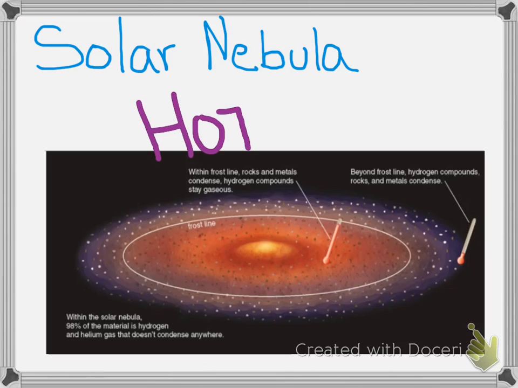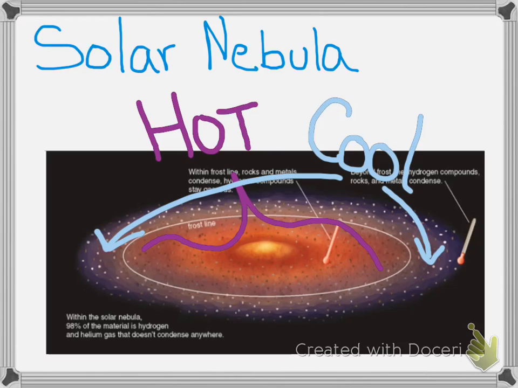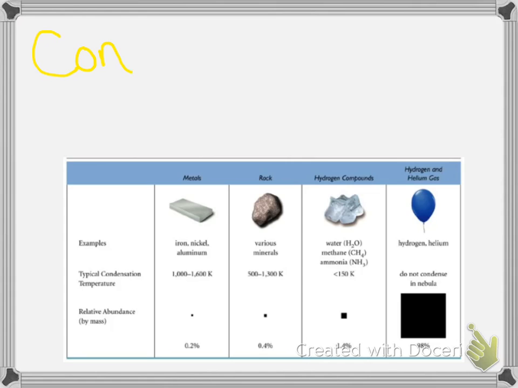You have areas of the solar system that are hot because they're right next to this forming sun. You have areas of the solar system that are going to be cooler because they're farther out from where this sun's going to form. We have to look at condensation temperatures now. Here's a table of condensation temperatures.